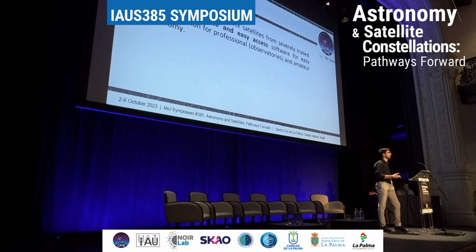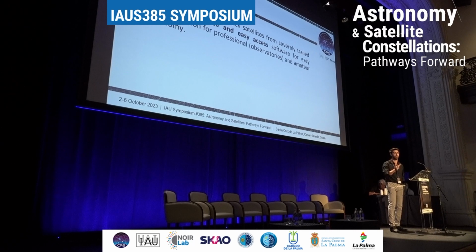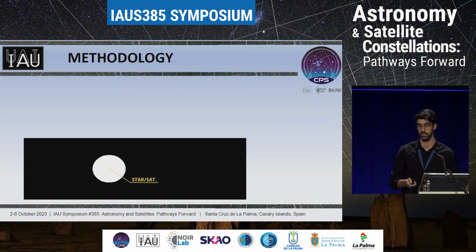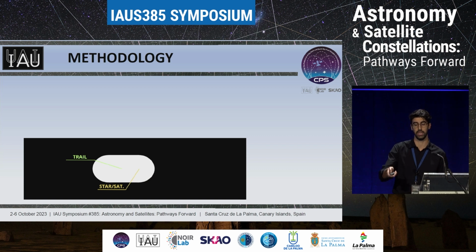The aim of this project is to optically recognize and track satellites from severely trailed images using a free, easy-access software, for easy implementation in professional and amateur astronomy. Consider the following: you have a telescope or a camera and you are tracking your satellite. While doing so, the stars in the background are going to do the following. As we move the telescope, each star creates a trail, because in theory they are apparently static in the sky.